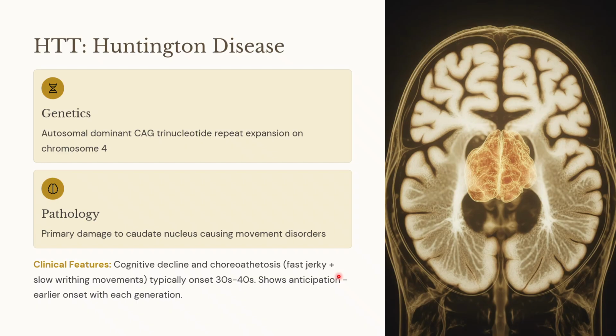The onset will be 30 to 40 years. But what is more characteristic is that Huntington's disease shows anticipation. That means with each generation, the disease occurs much earlier. To be more clear, if the grandfather had the disease at 60 years, the father might have the disease at 50, the son might have it at 30, and the grandson might have it at 20. So that is the anticipation: the disease occurs much earlier with each generation.